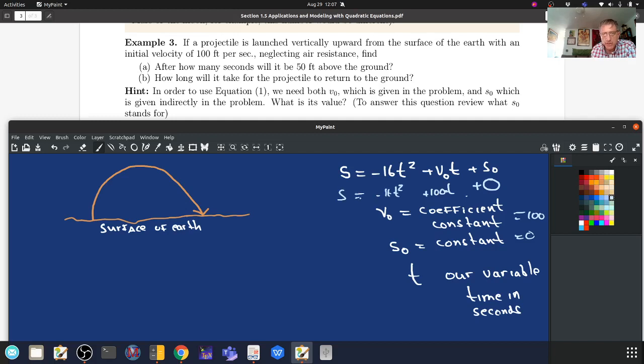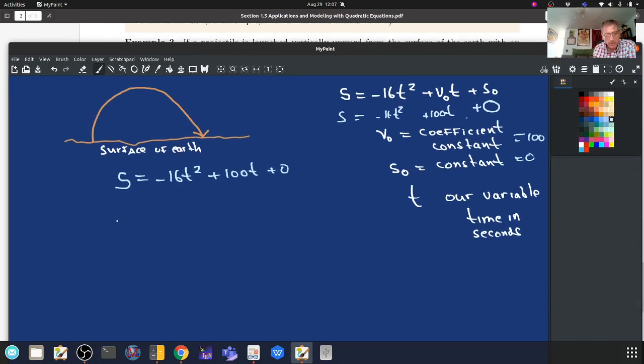So that's our equation. We're given by the problem s is equal to minus 16t squared plus 100t plus 0, where s is how high above the Earth's surface it is after t seconds. So after how many seconds will it be 50 feet above the ground? In other words, they want to know if it's 50 feet above the ground, how many seconds will have passed? So we're solving for t.